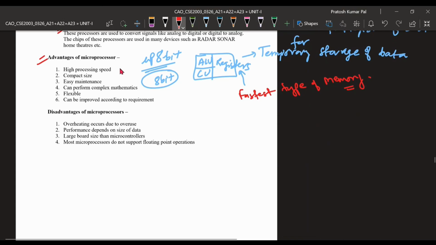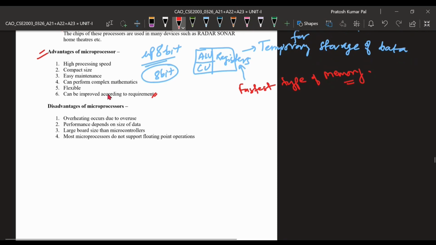So we'll just overview the microprocessors. What is the advantage? It has high processing speed, compact size, easy maintenance, and can perform complex mathematical operations. It is also flexible: one microprocessor can be upgraded to another microprocessor with some modifications, and can be improved according to requirements. Based on the requirement we can have some modifications also. We have seen the different modifications in different generations.